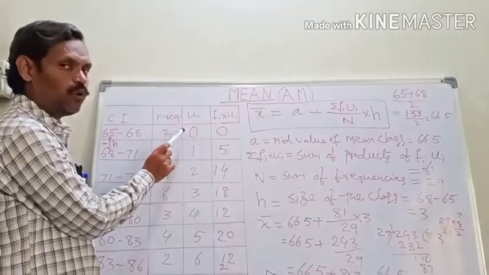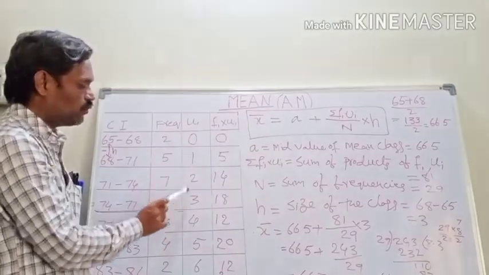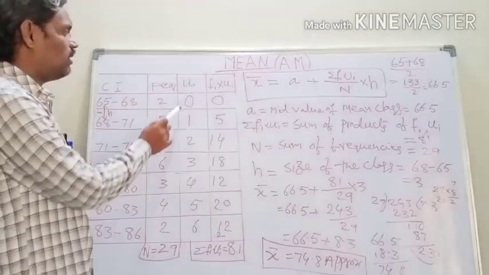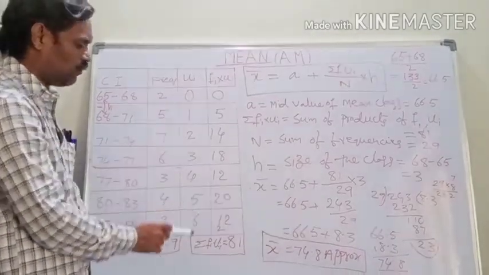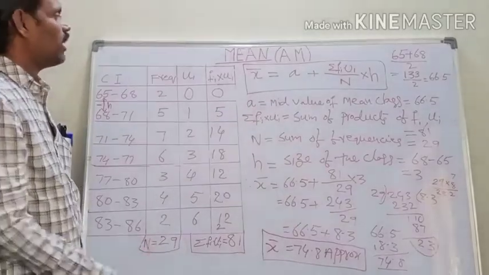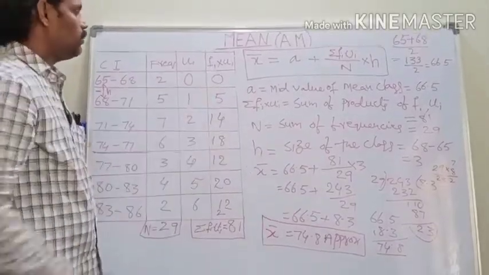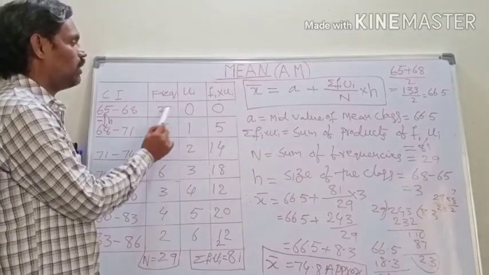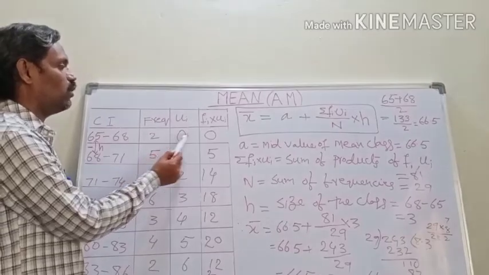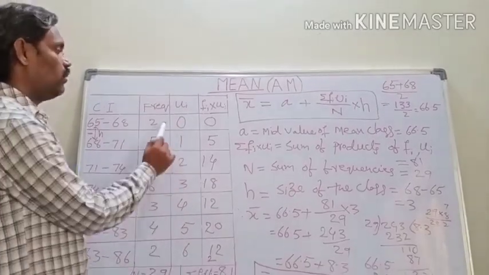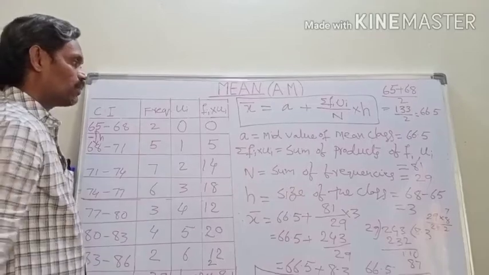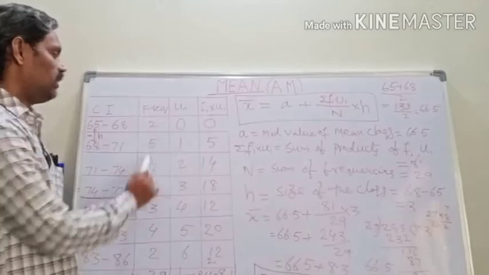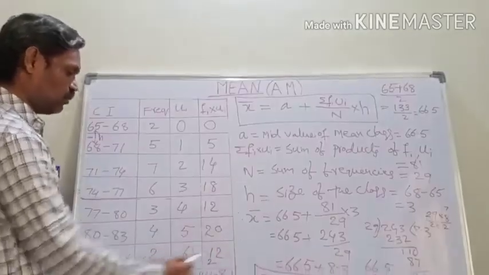It starts with 0 only. 0, 1, 2, 3, 4, 5, 6. I think it is not difficult for everyone. You have to write the digits starting from 0: 0, 1, 2, 3, 4, 5, 6, like that. Then you have to calculate fi into ui. That means you take the frequency and its corresponding ui and multiply. 2 into 0 will be 0. Any number multiplied by 0, you will get 0 only. Then 5 1s, 7 2s, 3 4s, 2 6s like this.